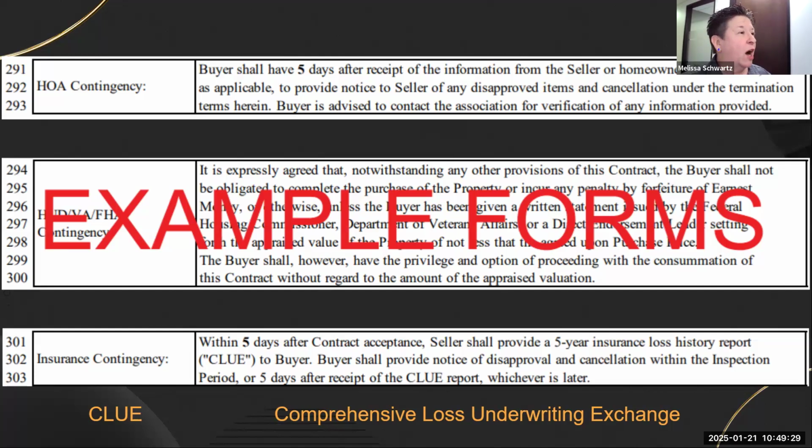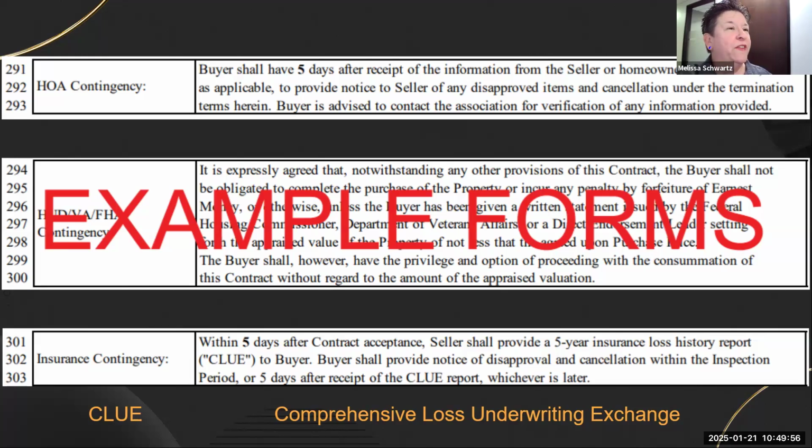do you want to obligate your seller to order a CLUE report from Nexus? No. But that's not what that says. It says that you will deliver a CLUE report. Which is different than the right, 5-year claims history. So I don't know why they have CLUE in quotes there.